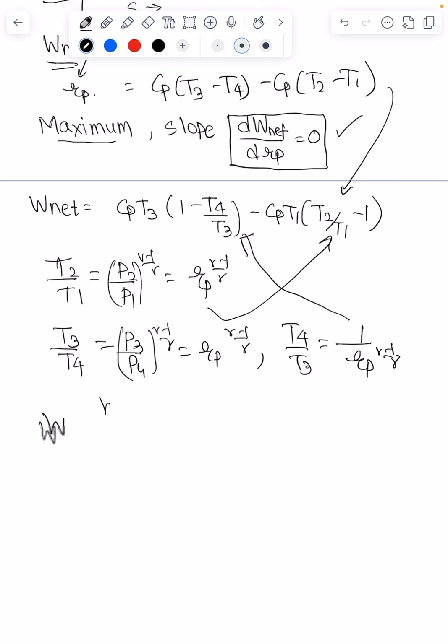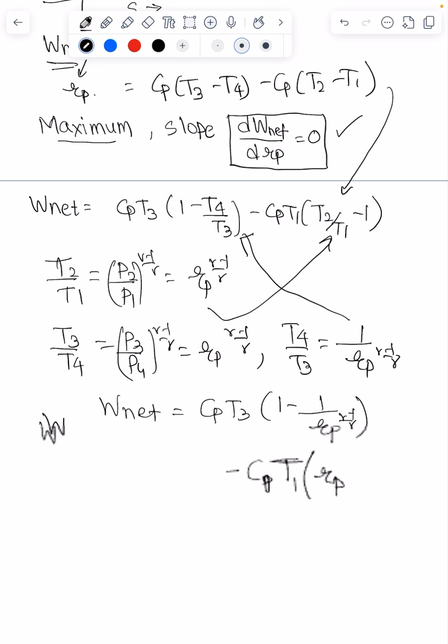So W net now is Cp T3 (1 minus 1 upon Rp raised to gamma minus 1 by gamma) minus Cp T1 (Rp raised to gamma minus 1 by gamma minus 1).